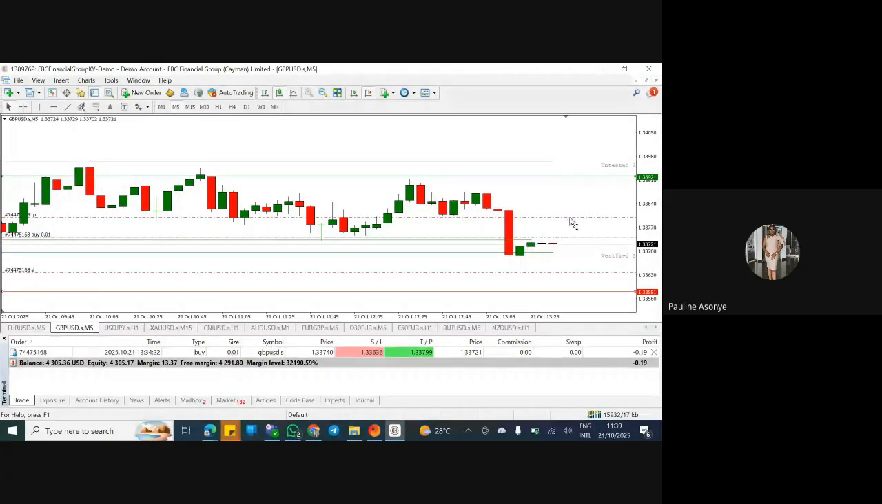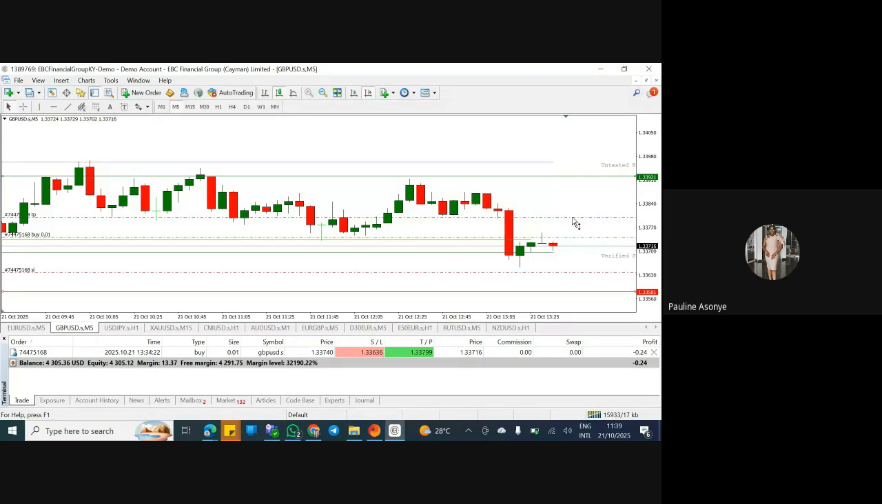Now, if I come to my TP, what I placed, it will also show me what I'm going to get. Because we used 59 pips away from our entry price, we are getting 0.59 cents because we are using 0.01 lot.